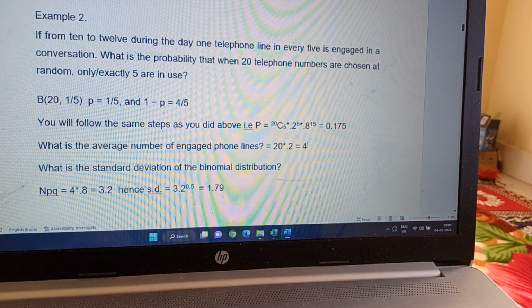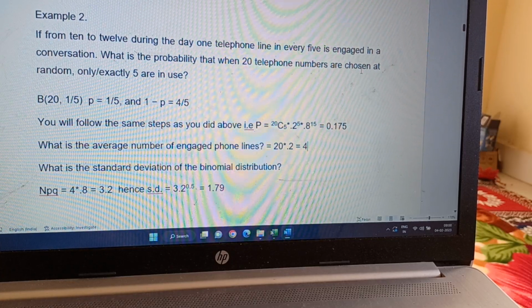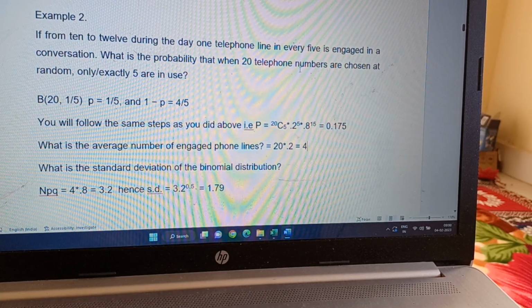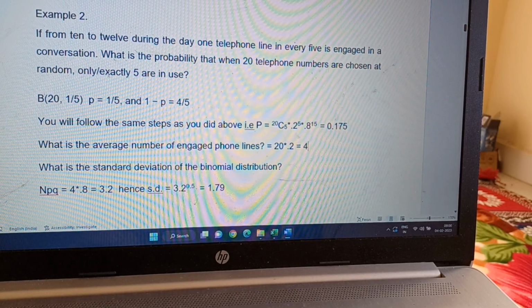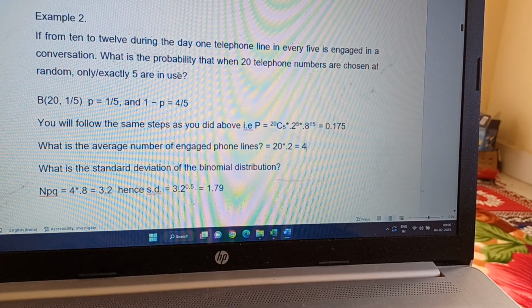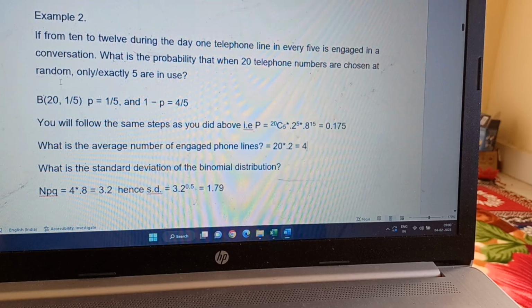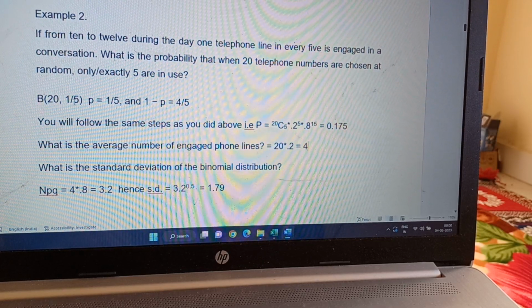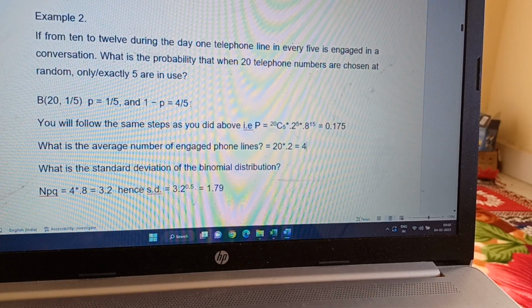Now the question is, what is the probability that when 20 telephone numbers are chosen at random, exactly or just 5 are in use? So here n becomes 20. We have the probability that the phone one will find is in use is 1 by 5. So we write it like that, n is equal to 20 and p is equal to 1 by 5, and obviously q is 4 by 5.